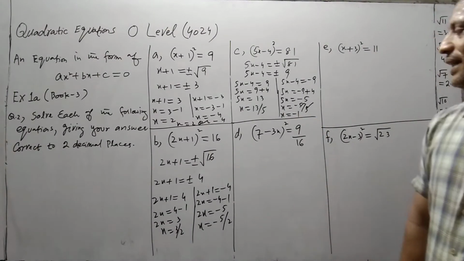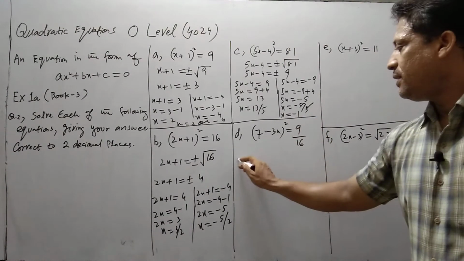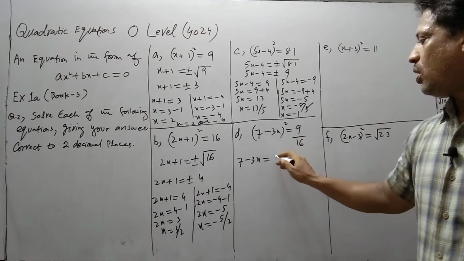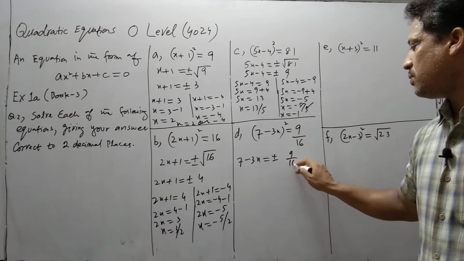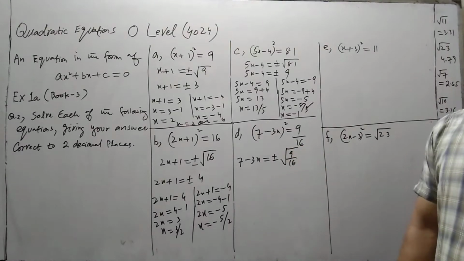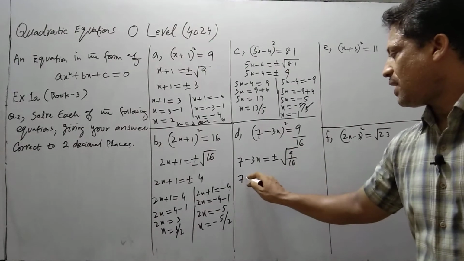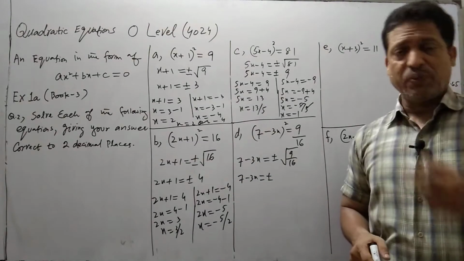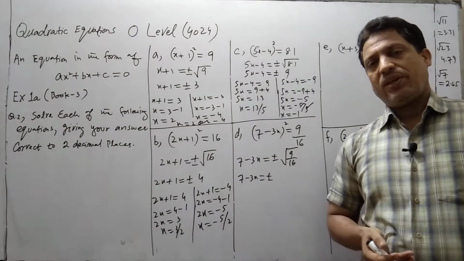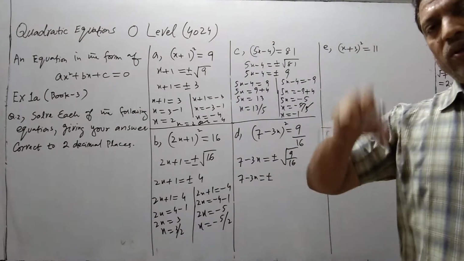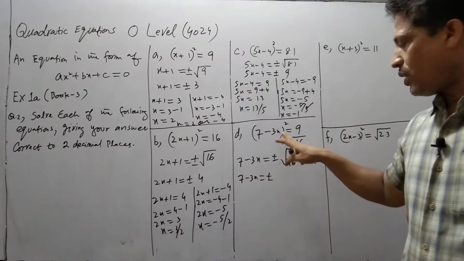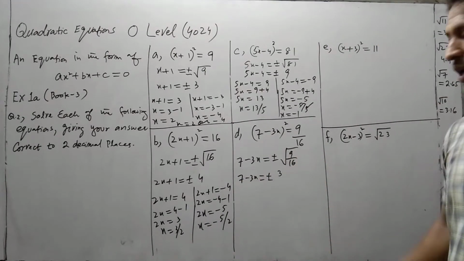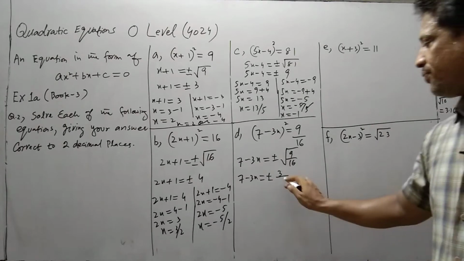Part D. Again take the square root on the other side with plus minus sign. Square root of 9 upon 16. 7 minus 3x is equal to plus minus the root of 9 upon 16. So you have to write root 9 and root 16. What is the root of 9? 3. What is the root of 16? 4.